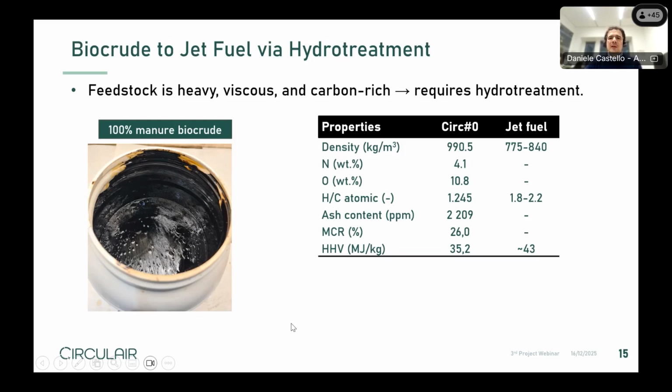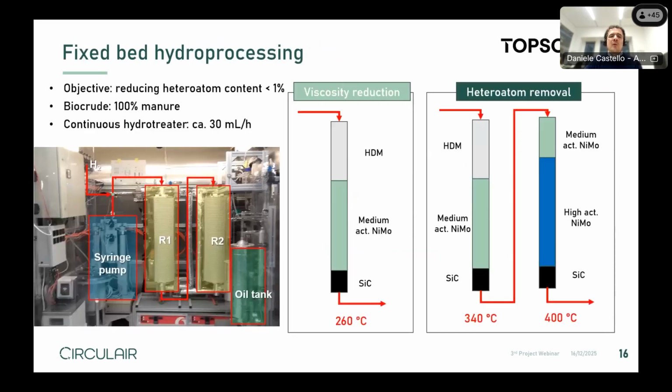And so we started from this biocrude, quite heavy. You can see here the microcarbon residue is quite high. It's very far from a jet fuel composition, of course, so the upgrading is pretty much necessary. We operated with our lab scale plant, a continuous hydrotreater. It's a relatively small plant with a throughput of 30 milliliters per hour, and is composed of two reactors in series. And what we thought of is a multi-stage approach.